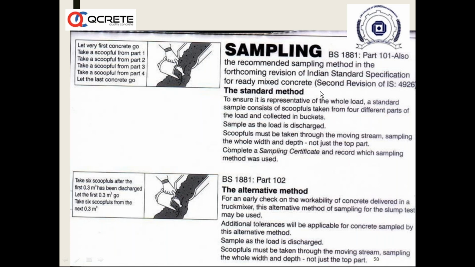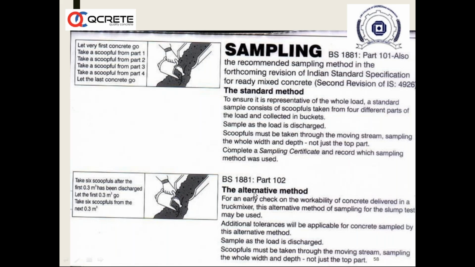The same procedure is used everywhere except in India. India says 0.3 cubic meters you have to leave. Other places, BS and ASTM standards, say the first part has to be left. ASTM C94, the American standard, says you have to leave the first 10% of the concrete to go into the structure, fall on the ground or onto the pump, and then after that you take the sample. The last 10% you should not take. So this is the way of taking the concrete sample.